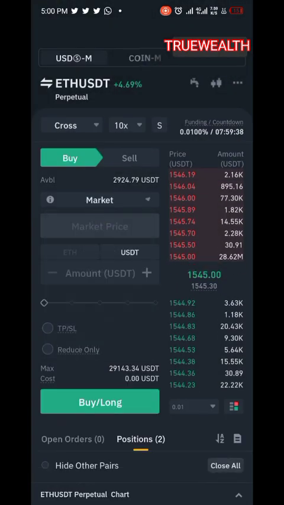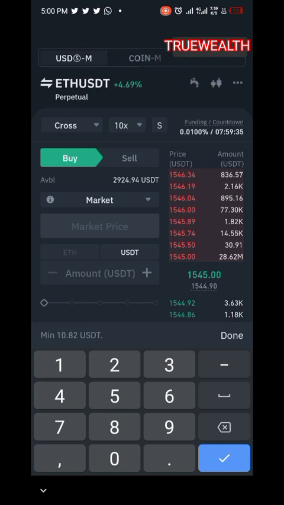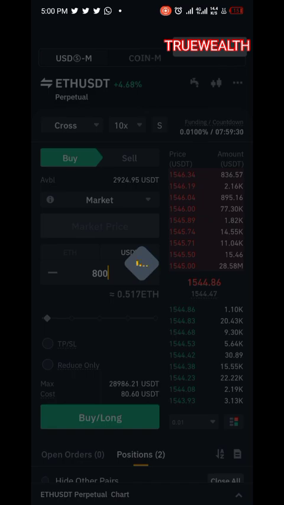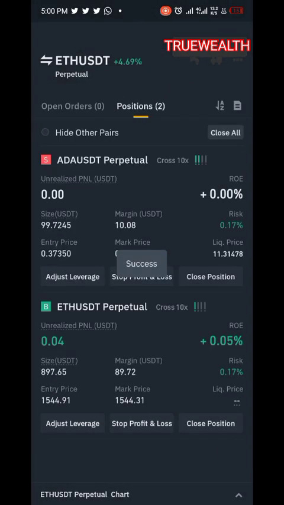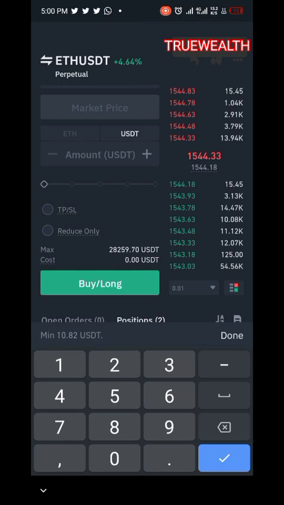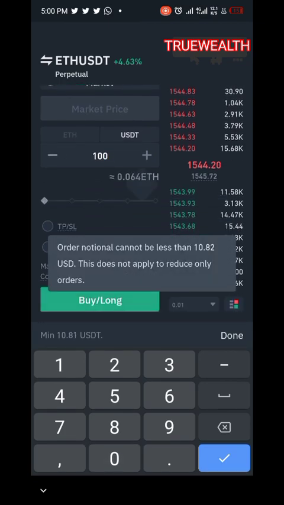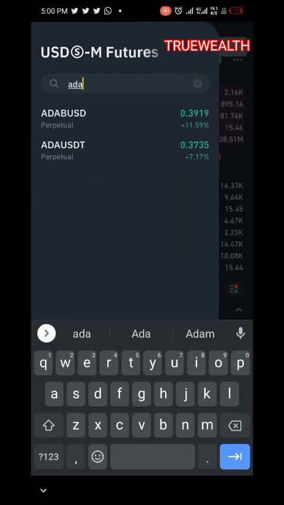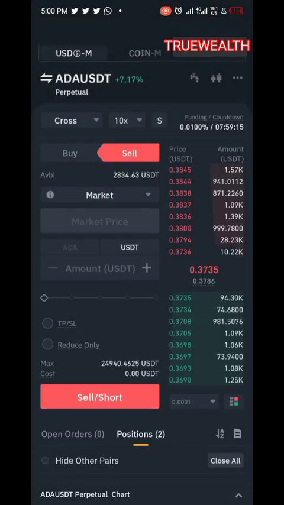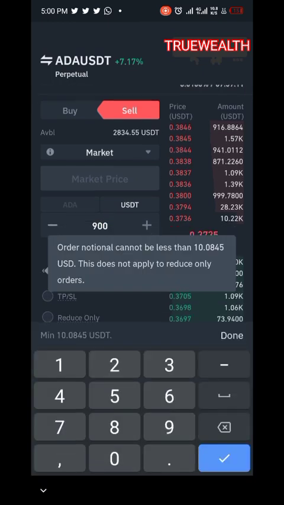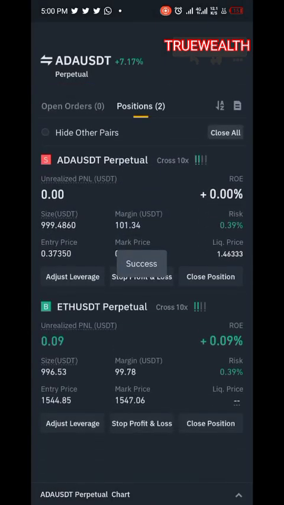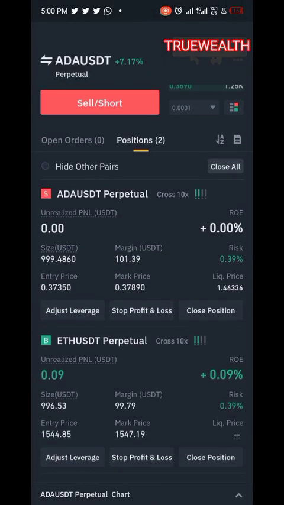Market price, don't forget market price. I'm buying Ethereum. So 800. The reason I'm selecting 800, I would have just dragged this and I was doing 900. So let me just take 100 more. Okay, now, and I go with ADA now. Again, I short ADA, I select 900. Okay, now I've just opened the trade. Then I allow it to run for a while.